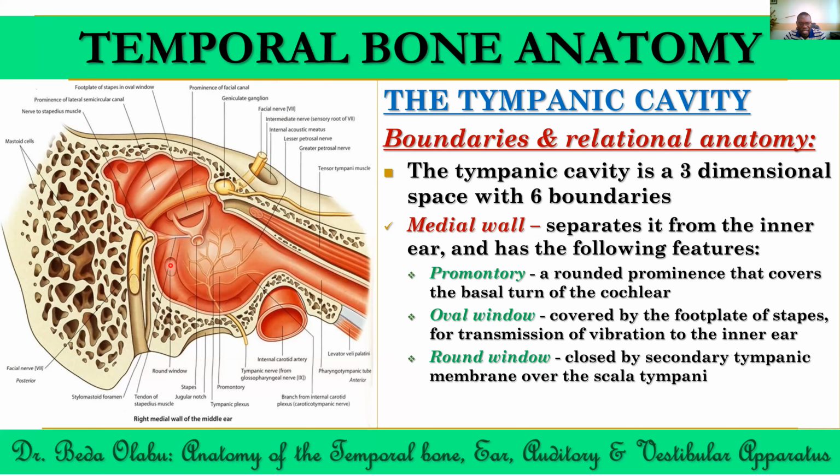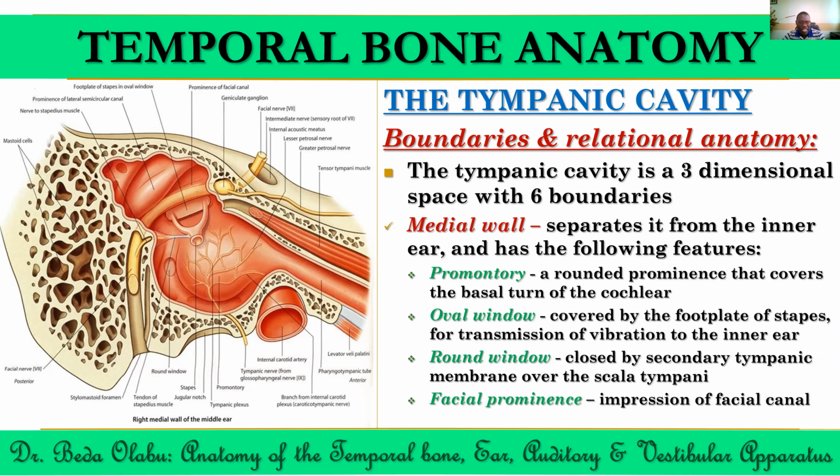Usually here, there's also a membrane that covers it. The membrane that covers that place is called the secondary tympanic membrane. Don't confuse it with the actual tympanic membrane, which you may want to call the primary tympanic membrane then. We also have the facial prominence. The facial prominence is the impression of the tympanic part of the facial nerve, the horizontal part of the facial nerve. Remember, the horizontal part of the facial nerve does not give any branch, but just crosses like that. So those are the structures in the medial wall of the tympanic cavity.